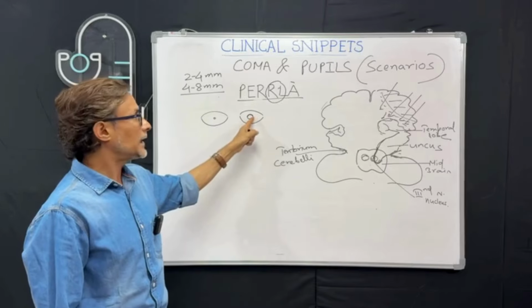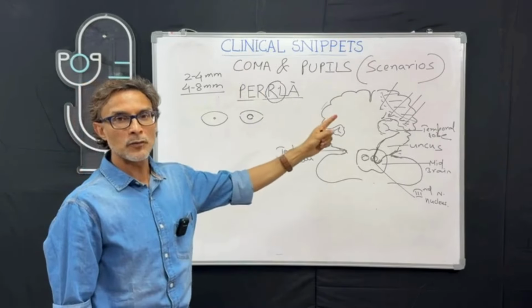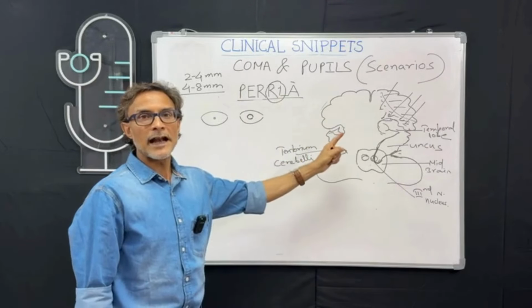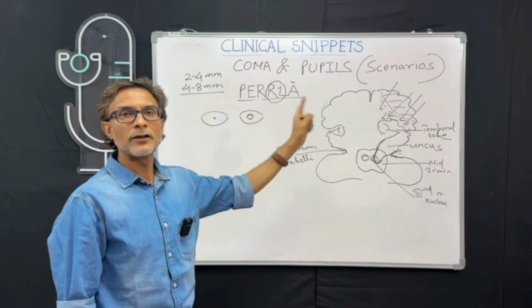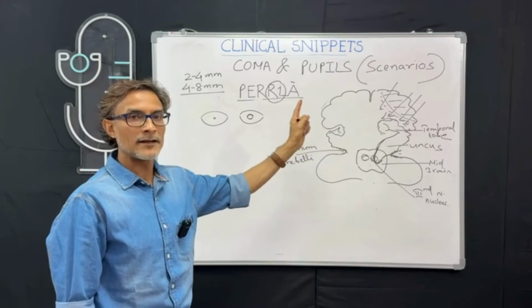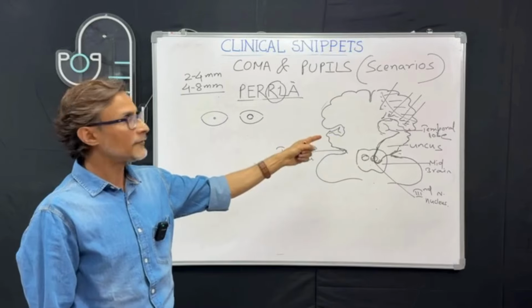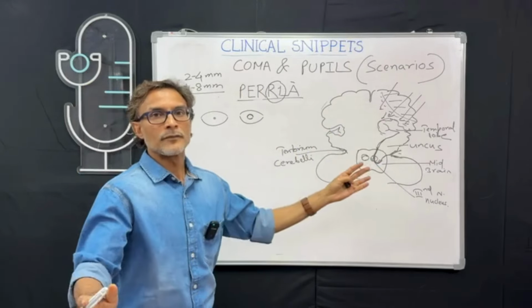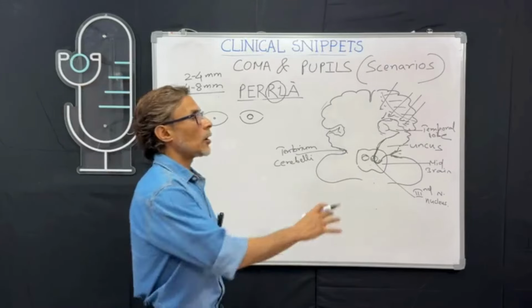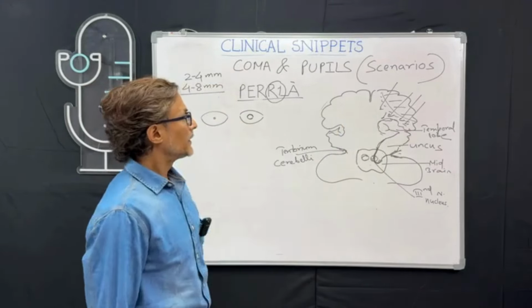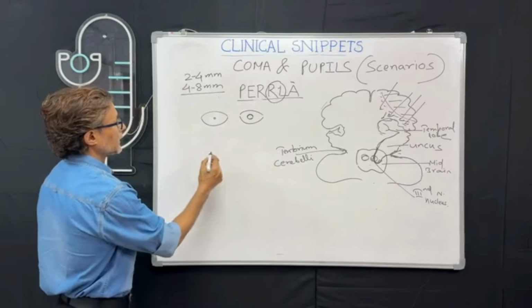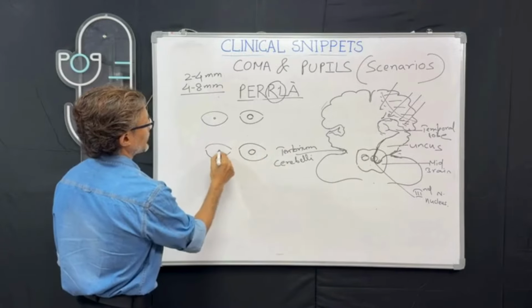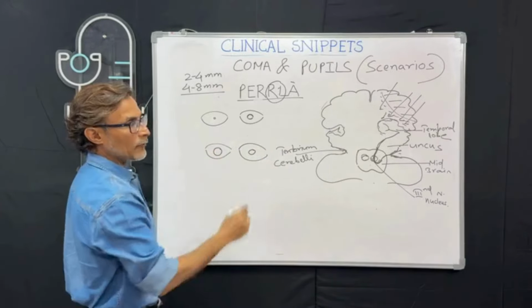Medical catastrophe. Immediate neurosurgery opinion should be taken. Immediately you should start anti-edema drugs like dexamethasone and mannitol. 3% hypertonic saline should be given, and immediate neurosurgical consultation should be taken for possible surgeries to decompress the brain.